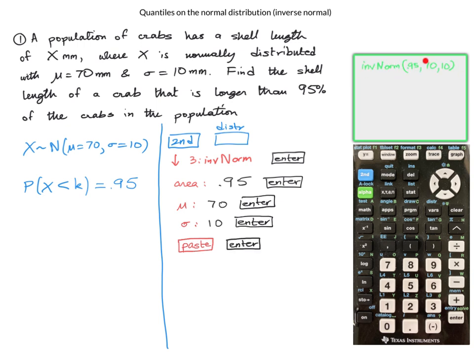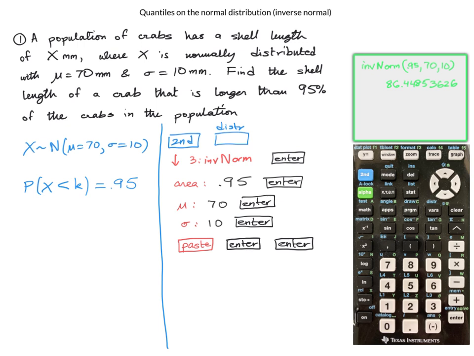So now our screen changes to say this: inverse normal, 0.95, which was the probability we knew, or the area, the 95%, comma mu, which is 70, comma sigma, which is 10. Again, if you're using the old operating system, once you do the second distribution inverse norm, it'll give you this prompt, and you have to put the 0.95, the area or the percent probability value, comma, and then 70, the mean, and then comma, and then 10, or sigma, which is standard deviation. And finally, we'd hit enter one more time. So the calculator spits out this value, 86.4485, etc., etc.